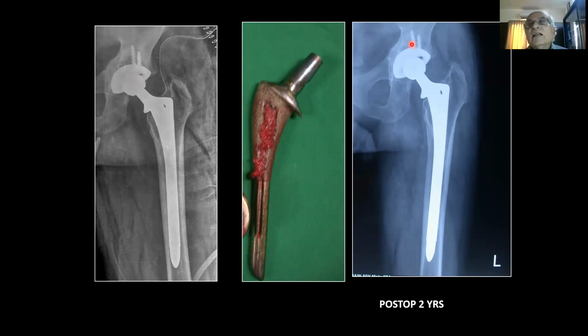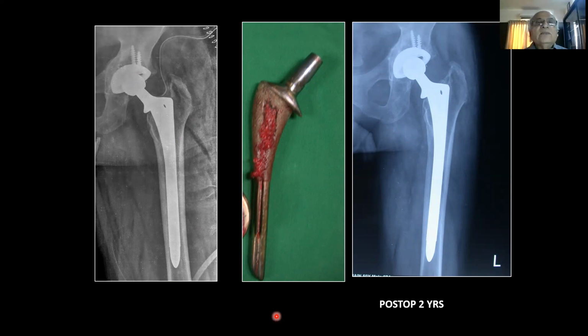Now it is almost 8 or 9 years for this patient, but I don't have the long-term follow-up. But look how beautifully the lesion has healed. So everything is fine. So the track record is not good, and you've got to take it out.